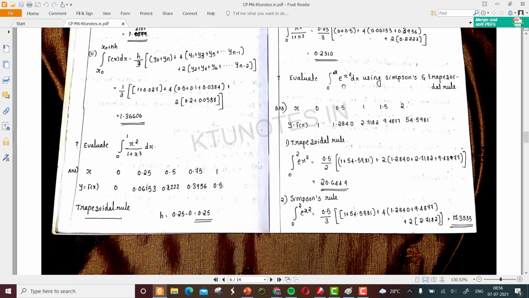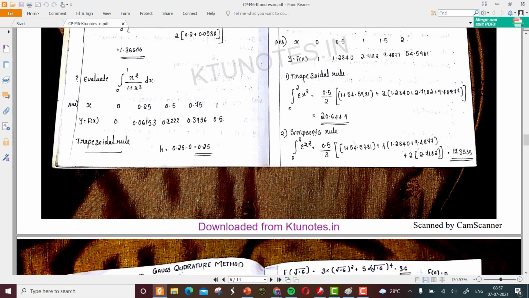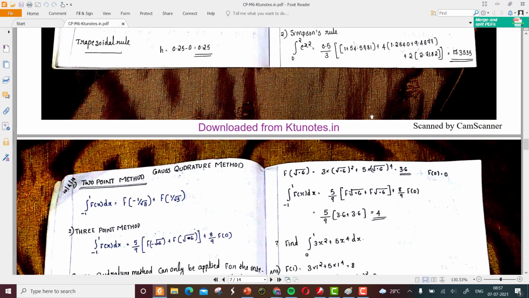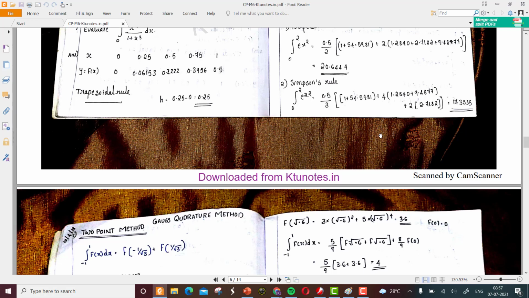Integral 0 to 2 e raised to s square. Okay, same thing. So 0, 0.5, 1, 1.5, 2. So the interval is 0.5, clear to you. So that's why we put h is equal to 0.5, 0.5 by 2 into the equation for trapezoid as well as the Simpson's rule. So that tells you clearly about how to use the trapezoidal method as well as Simpson's rule method for finding the integration.